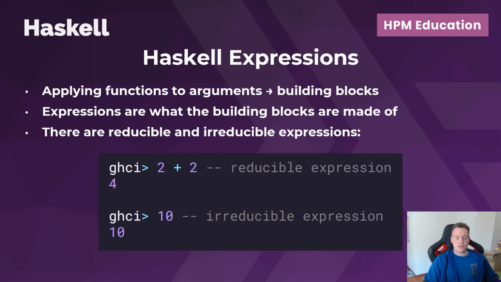Haskell expressions. We said that applying functions to arguments is our basic mode of computation in functional programming. So we can think of function applications as the building blocks of our programs. In that case, we can also think of expressions as what the building blocks are made of. In other words, anything written in Haskell is an expression. There are many different kinds of expressions, but the two most general types are reducible and irreducible.